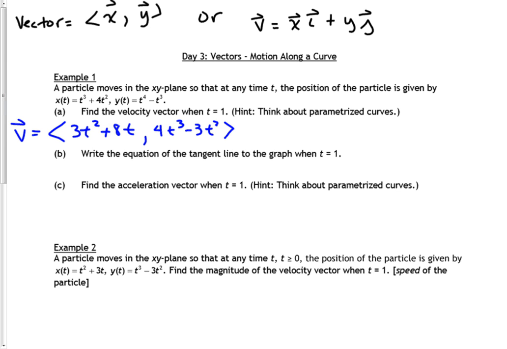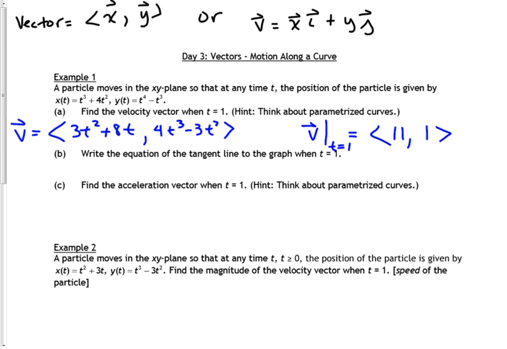And this question asked me to find the velocity vector when t is equal to 1. So now I just need to plug in t is equal to 1. And so my velocity vector when t is equal to 1 is just going to be 3 plus 8 and 4 minus 3, which is <11, 1>.